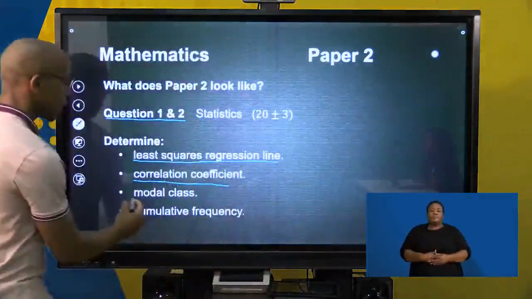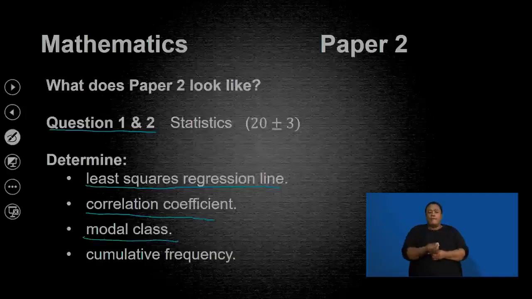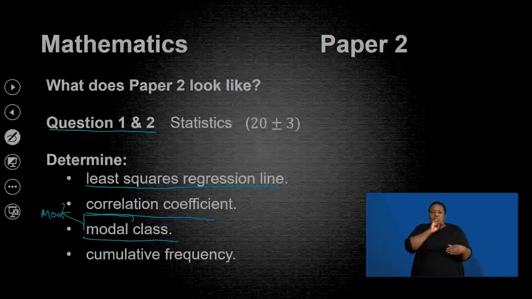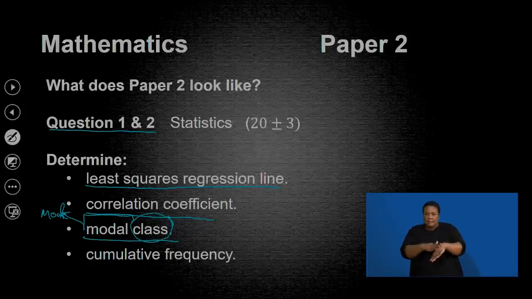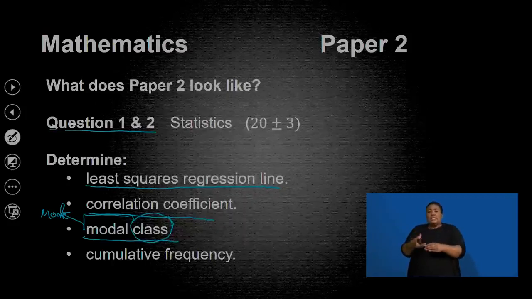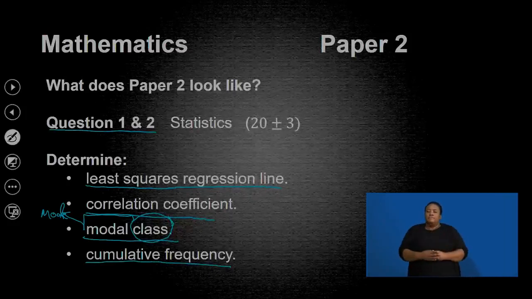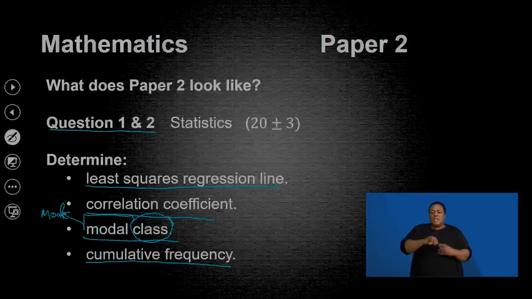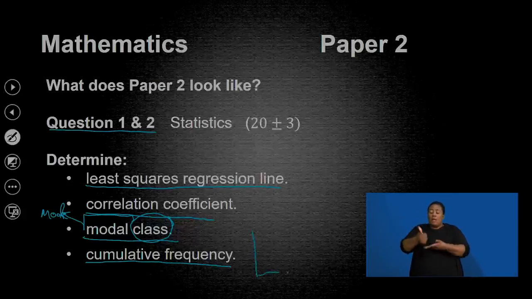And then there is what we call the modal class. The word modal means we're talking about a mode, so the most frequent number. So when we say modal class, we're talking about the class that has the highest frequency. And lastly, it's the concept of cumulative frequency, which assists us in drawing our ogive.